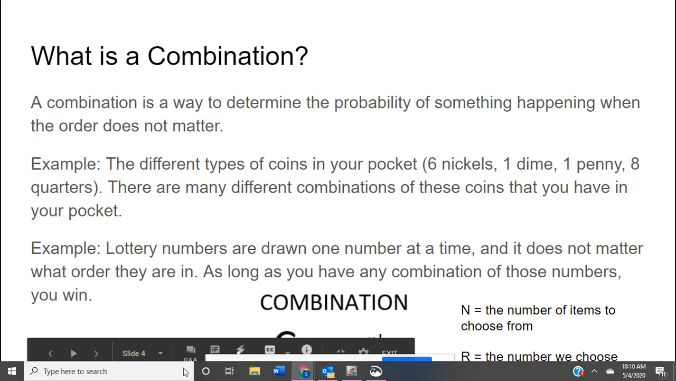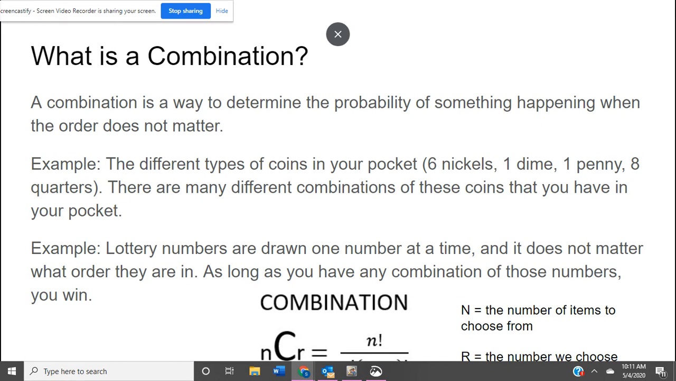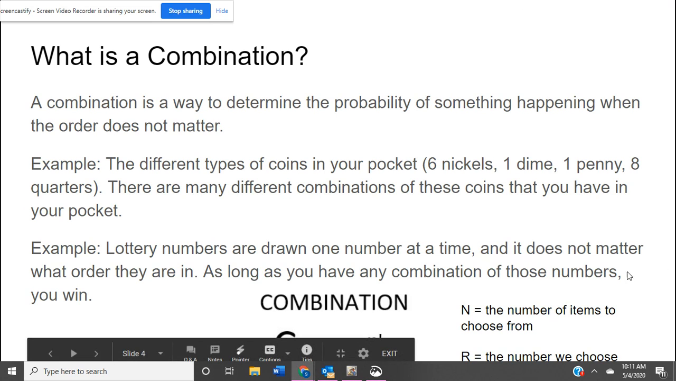All right. What is a combination? Let me move that so you can see. A combination is a way to determine the probability of something happening when the order does not matter. So an example, you have all these coins in your pocket, 6 nickels, a dime, a penny, and 8 quarters. How many different combinations of these can you make? If we're choosing maybe 4 coins out of your pocket, that would be a combination. Another example is the lottery system. Even though each number is pulled one at a time, the order doesn't matter. So long as you have those numbers, you win.